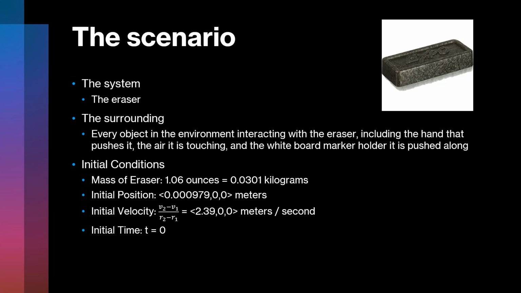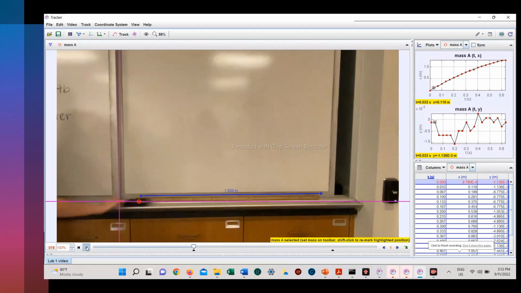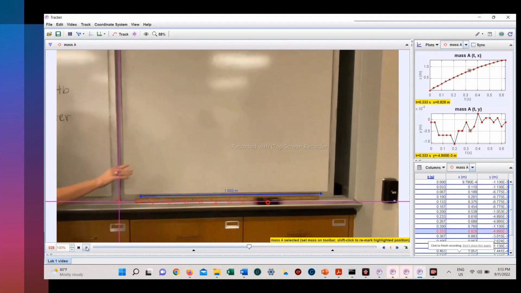The initial velocity, which I found by taking the average velocity of the first 2 points, those first 2 red dots in Tracker, is 2.39 meters per second for the x coordinate. And our initial time, of course, is t equal to 0. This is our experimental video.